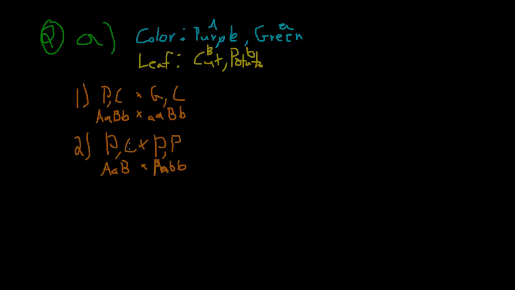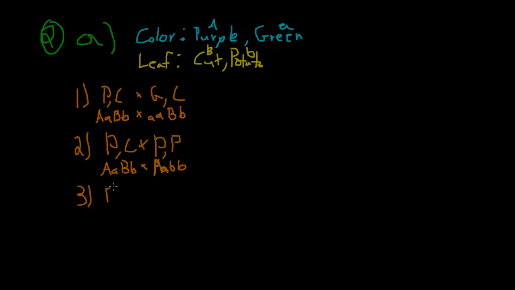Same goes with leaf cut. If this one was homozygous dominant, none of the offspring would have the potato-shaped leaves. But we do see some that have it, which means this one must have been heterozygous. So in summary, number 2, the parents are big A, big B, crossed with big A, little b.